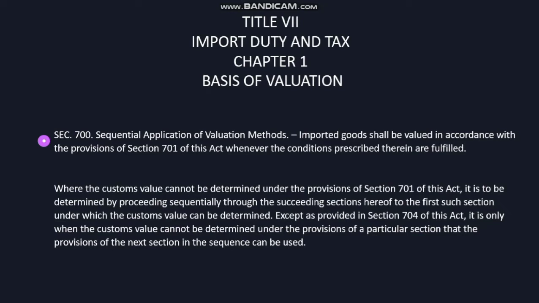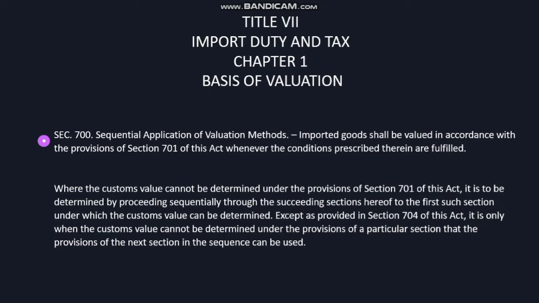It is only when the customs value cannot be determined under the provision of a particular section that the provisions of the next section in the sequence can be used. Now what this means is, under this chapter of basis of valuation, you can put value on certain goods basing on the sections in this chapter.